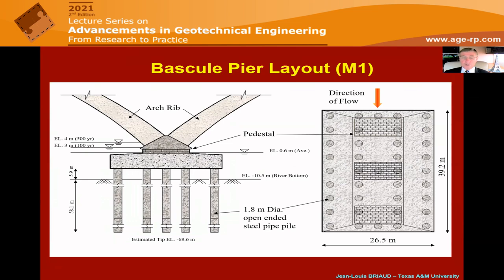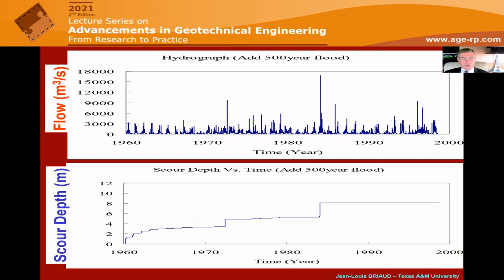And here are predictions. You see the flow at the top, flow versus time, and then the scour depth as a function of time below that. That's our prediction after adding a 500-year storm and spiking the hydrograph for the 500-year storm.